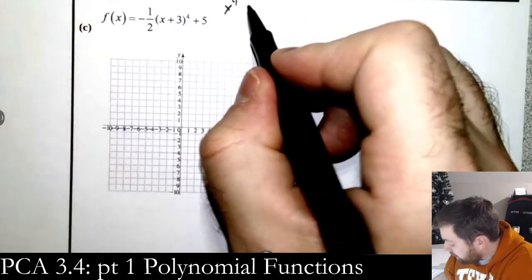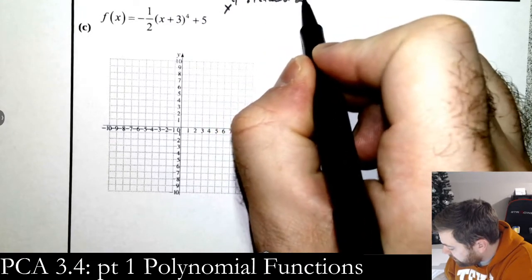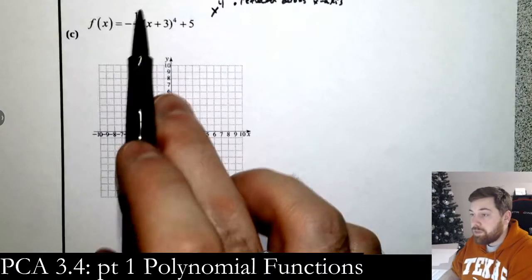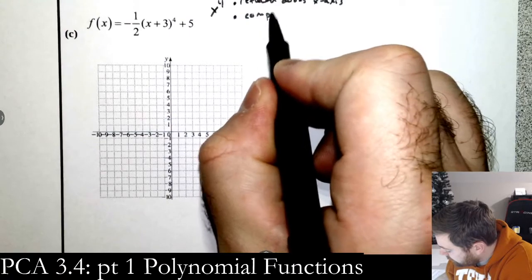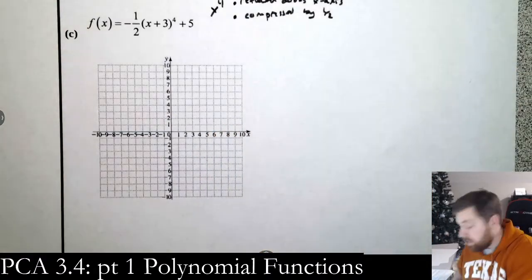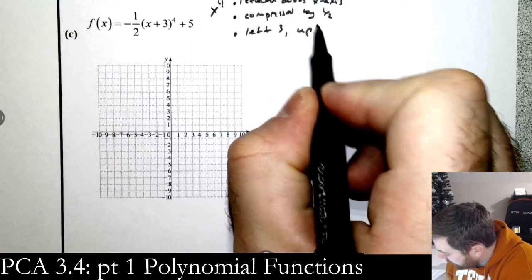It's going to be reflected. So a couple things here. Reflected across the x-axis. Okay, that comes from the negative right here. It's going to be compressed by 1/2 here because of the 1/2. It's going to be moved left 3 and up 5.